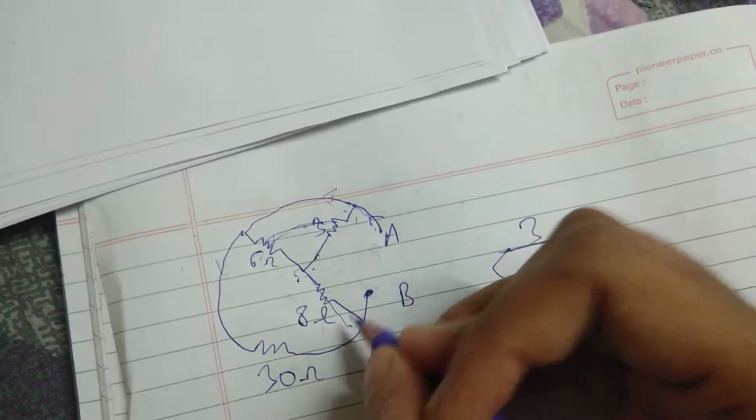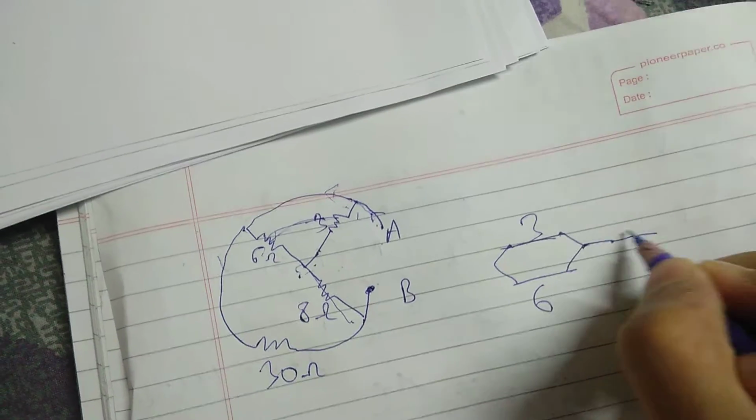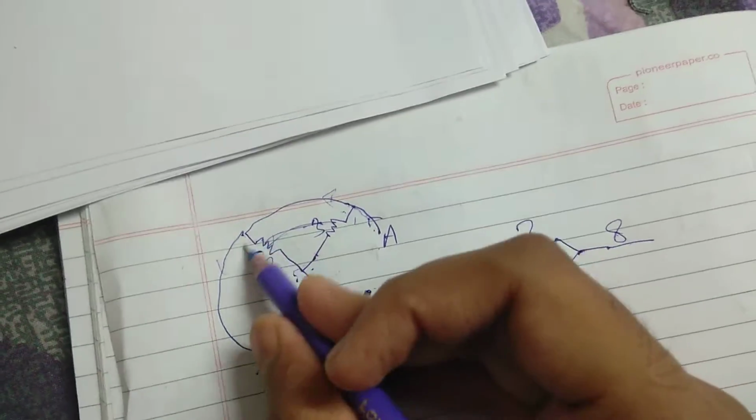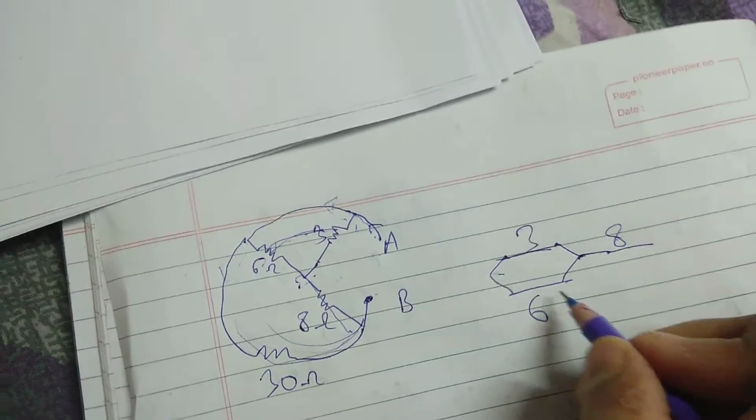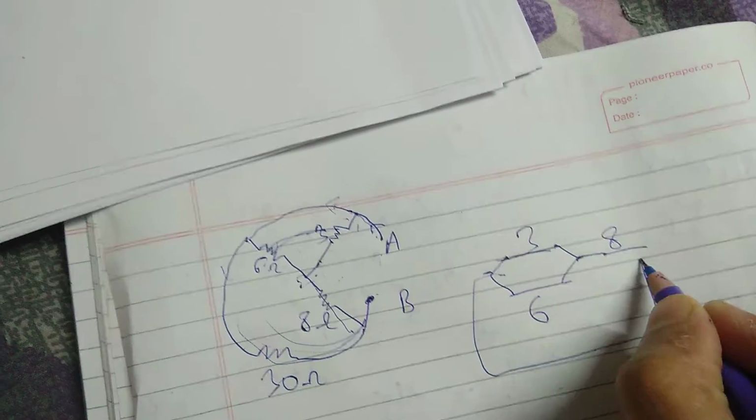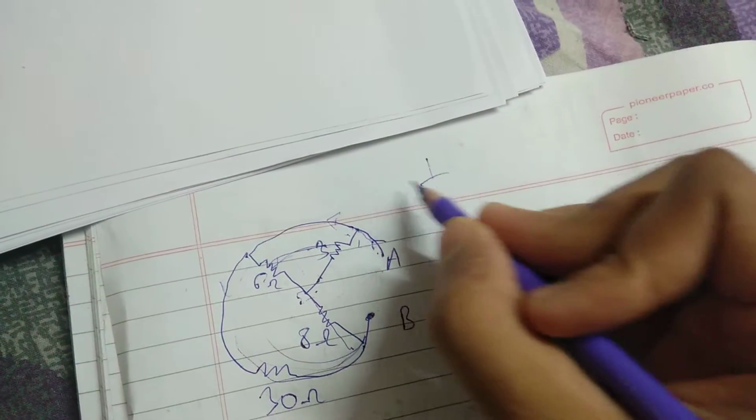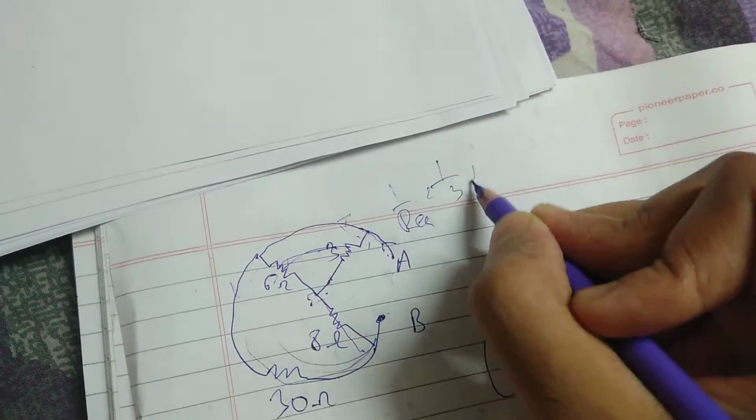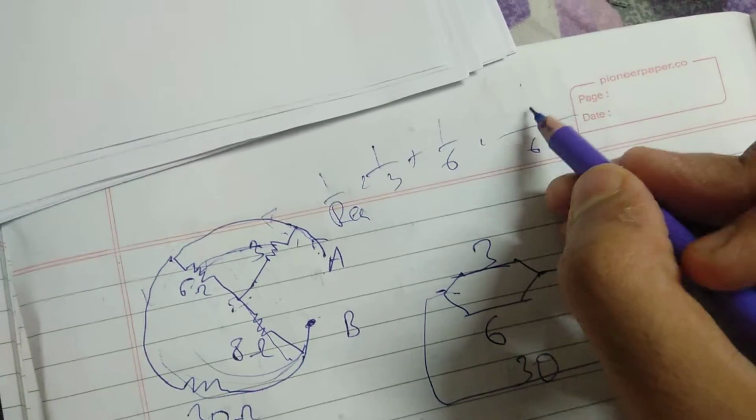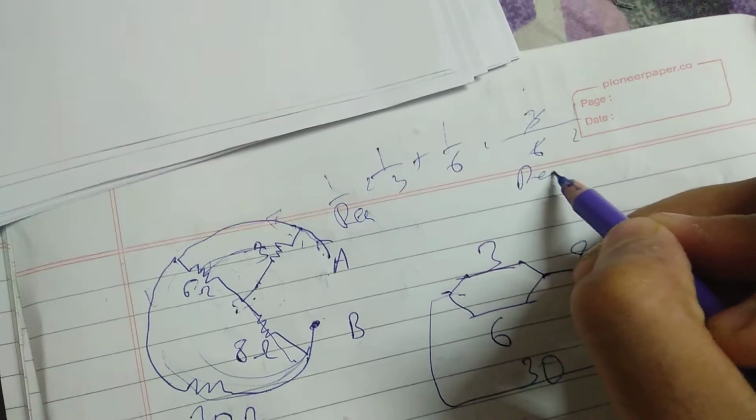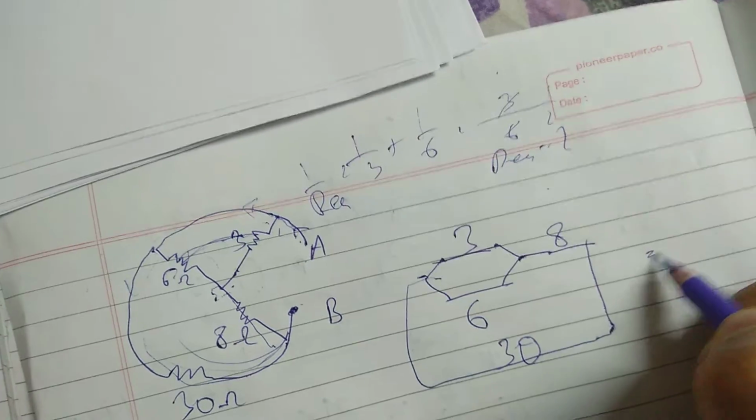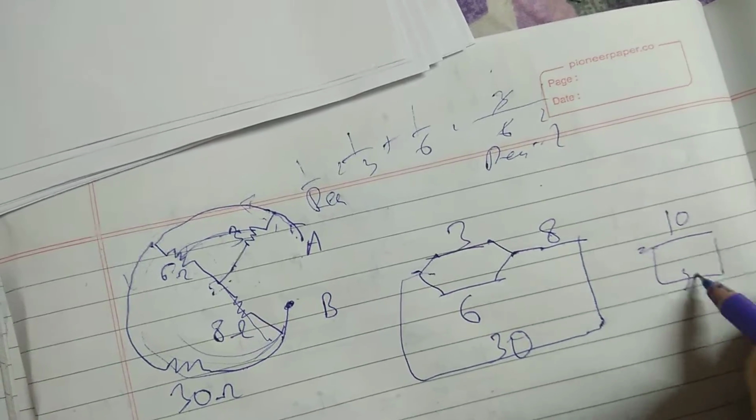Then 6 and 8 are in series, so that gives 8 here. And this 3 is parallel to this entire combination, which is 30. So 3 and 6 in parallel means 1 by R equivalent will be 1 by 3 plus 1 by 6, that is 2 plus 1, 3 by 6, so that is 1 by 2. So R equivalent will be 2. 2 plus 8 will be 10. So basically we will have 10 and 13 in parallel.